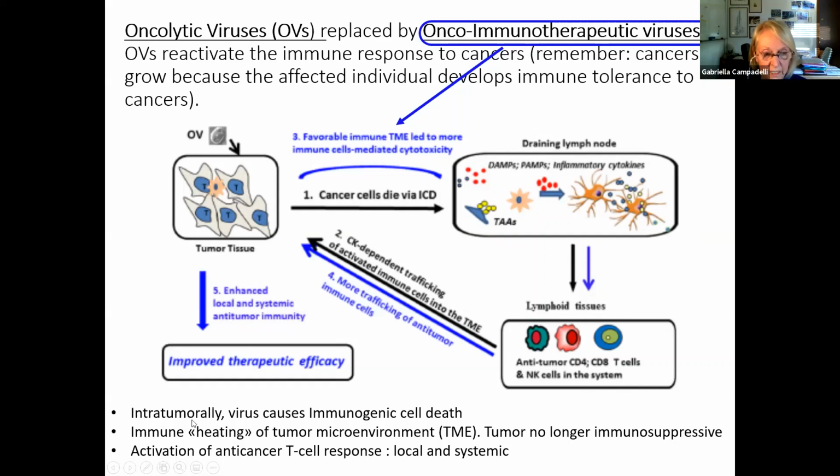So please memorize this. Intratumorally, the virus causes immunogenic cell death. The virus causes what is called an immune heating of the tumor microenvironment. The tumor microenvironment is highly immunosuppressive. And now the tumor microenvironment, once it is infected by the OV, is no longer so immunosuppressive. And this will bring about activation of an anti-cancer T-cell response, both local and systemic.